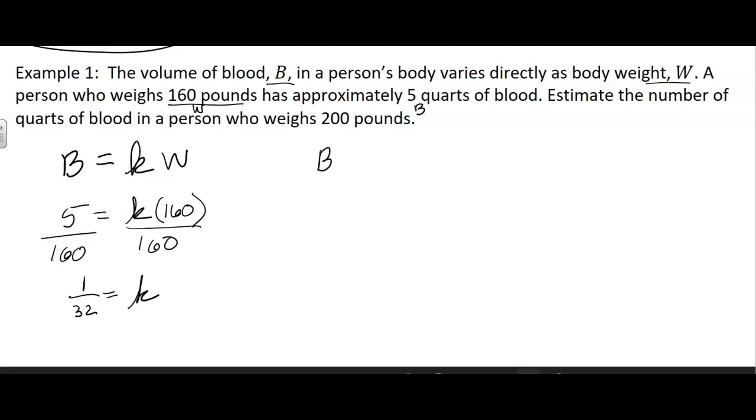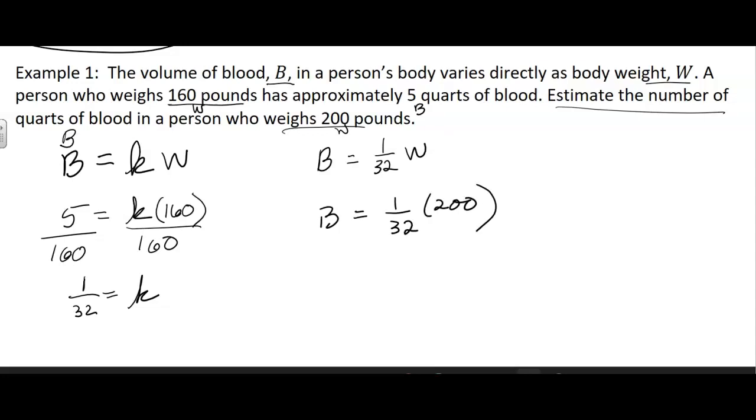So now we can say the volume of the blood is 1 over 32 times the weight. Now if you tell me how much a person weighs, I can tell you how much blood they have. Or if you tell me how much blood they have, I can tell you what their weight is. It says estimate, because you're estimating. This is a model. We're estimating the number of quarts of blood. So we're trying to find B, and the person weighs 200 pounds, so we know W. Okay, so B equals 1 over 32 times 200.